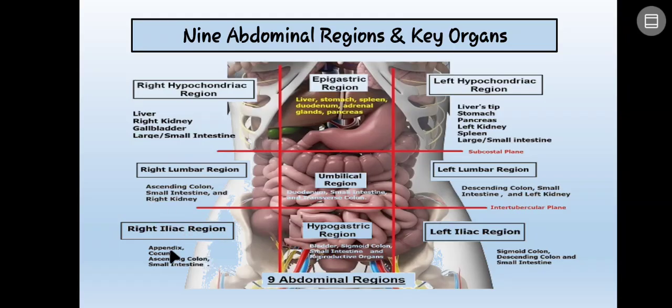The right iliac region, we have the appendix, the cecum, the ascending colon, and then the small intestines. The hypogastric region, we have the bladder, the sigmoid colon, the small intestine, and then the reproductive organs. The left iliac region, we have the sigmoid colon, the descending colon, and then the small intestines. So these are the 9 abdominal regions and the key organs that are located within these regions.